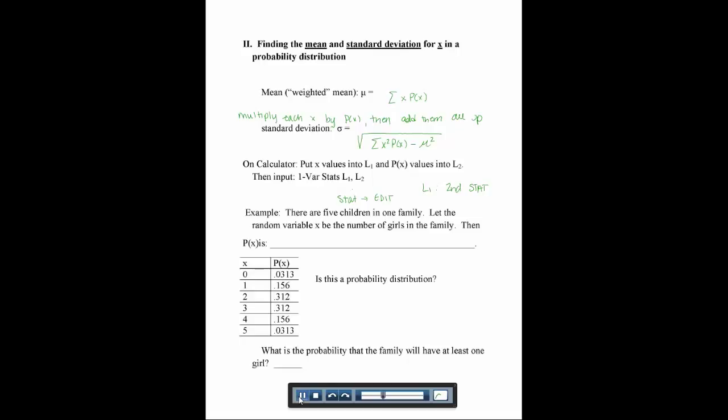Okay, so here's another problem for us. It says, there are 5 children in one family. Let the random variable x be the number of girls in the family. So we could have anywhere between 0 girls and 5 girls. So then p of x is the probability of having x girls out of 5 children.